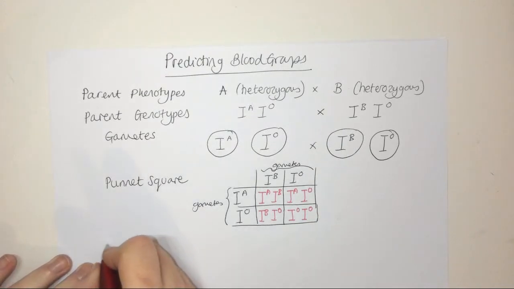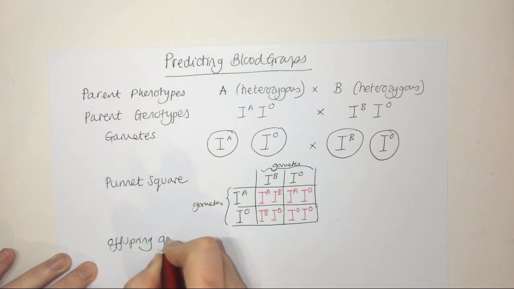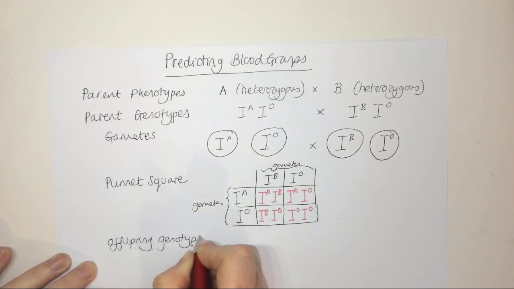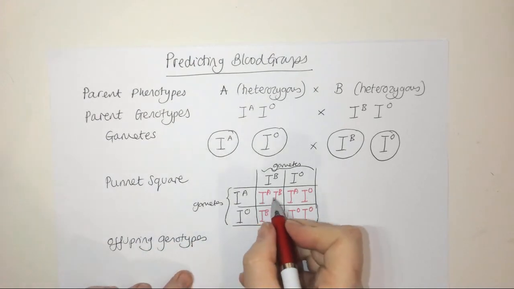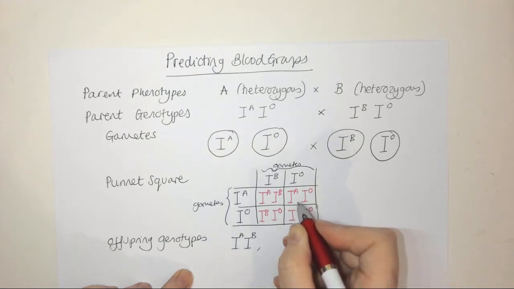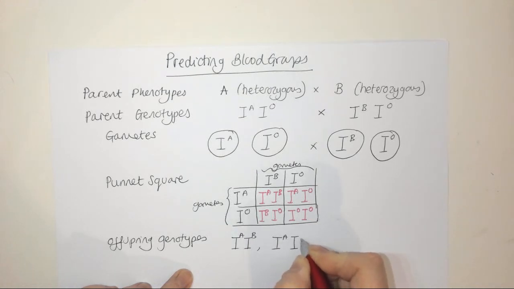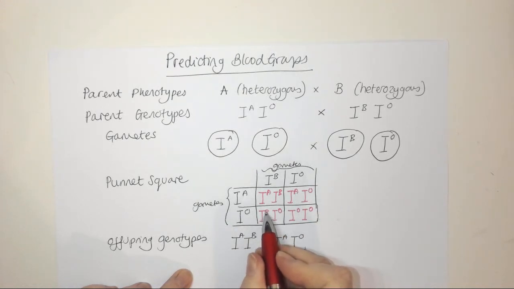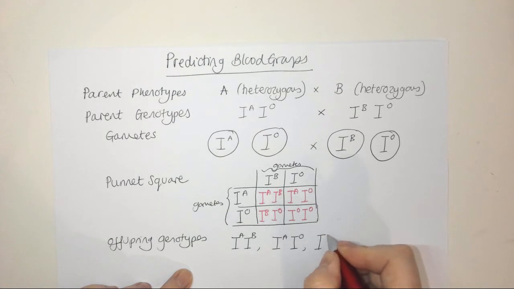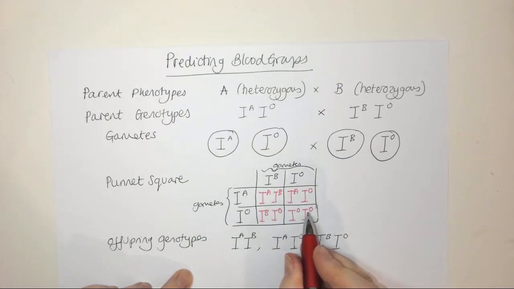Next stage, offspring genotypes. So write those out. This one, we've got an A and a B. This one, we've got an A and an O. This one, I've got a B and an O. This one, got two O's.